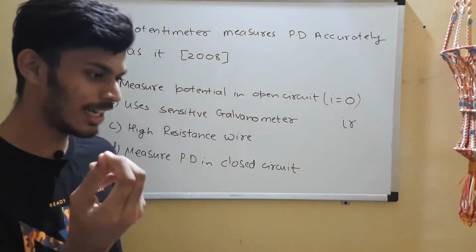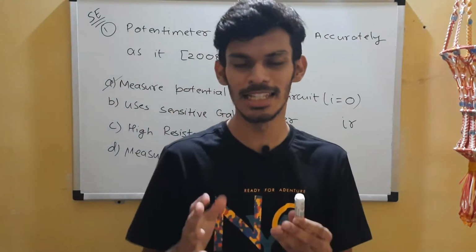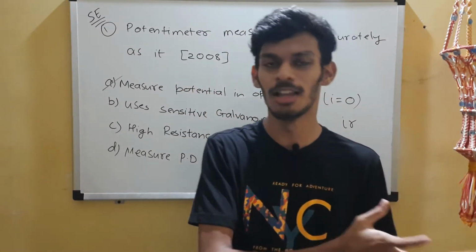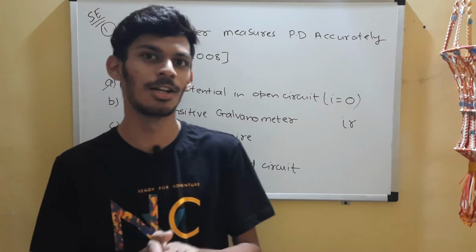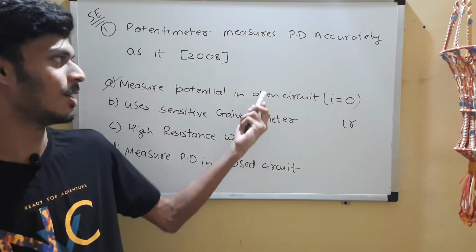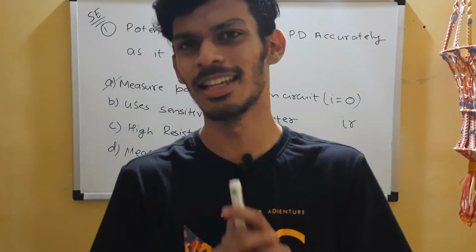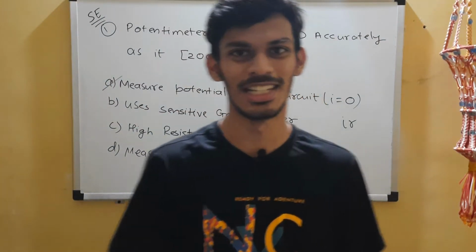Okay, to say it in the language of NCERT, it says that potentiometer is more accurate in measuring the potential difference because it draws no current from the cell. Again, the same thing, right? Draws no current, open circuit, current is 0. Okay, I hope that thing is clear. Let's move to the next question now.